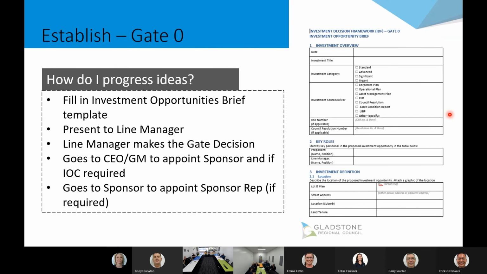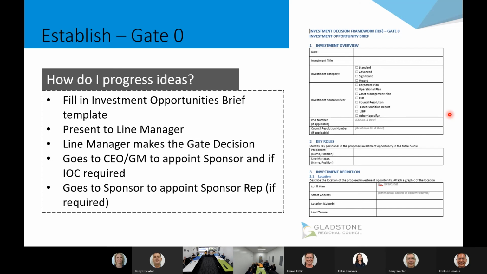Okay, so I've now just got a series of slides about each phase and gate, and I'm going to focus specifically on what you are practically going to see at each of these.